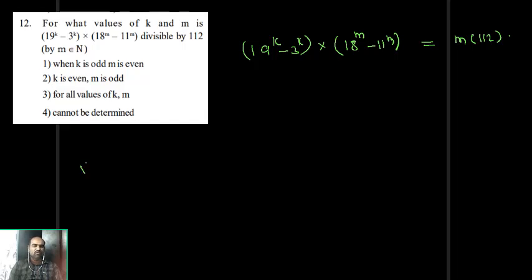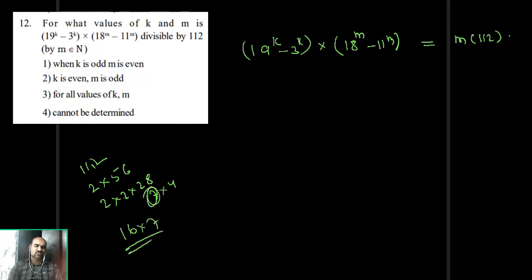112 has prime factors: 2 into 56, and 56 is 2 into 28, and 28 is 4 into 7. So 112 is 16 into 7, since 2 to the 4 is 16. Here 19 minus 3 is 16. So I can write this as 16 into 7, obviously.